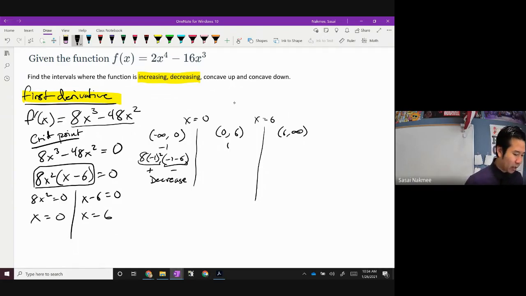Do the same thing for this one here, from 0 to 6. I'm going to pick 1 and plug that in. So I'm going to have here 8 times 1 squared times 1 minus 6. Again, this is going to be a positive sign, and this is going to be a negative sign. This is also decreasing.